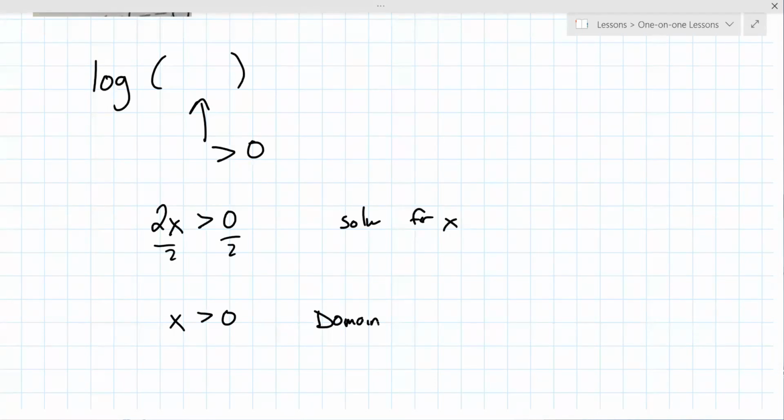It labels it as 0, comma infinity. Yes. All right. Number 11, log of negative x. That's interesting. It's still the same way that you set it up.